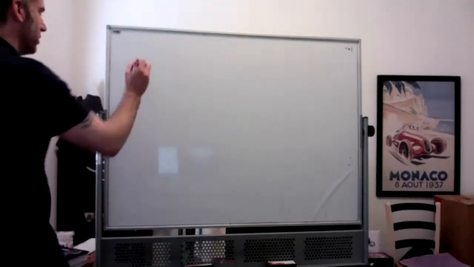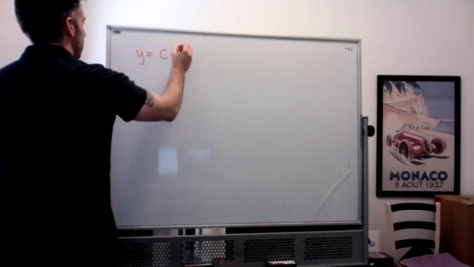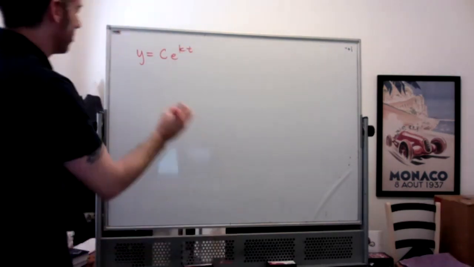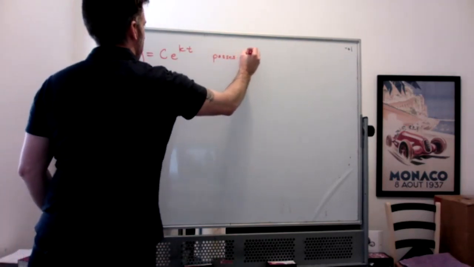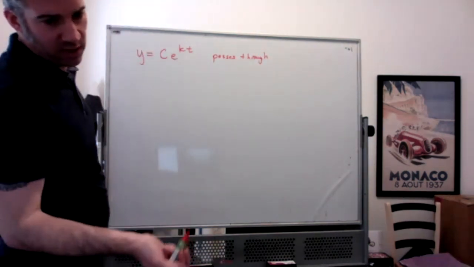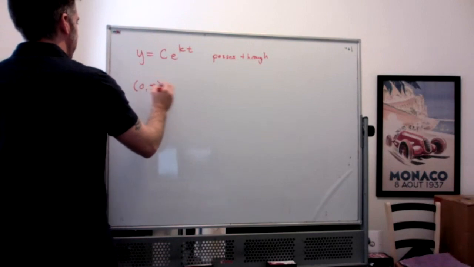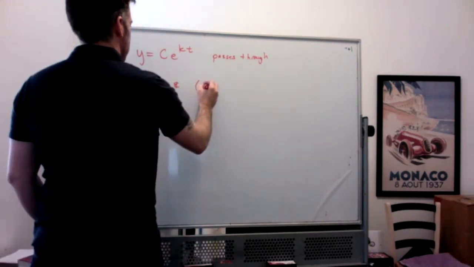You're given the function y equal to c e to the k t, and you're also given that it passes through the following points. I'm going to do the slightly easier version first, and then we'll see if we can make it work. It passes the points 0, 5, and 6, 19.